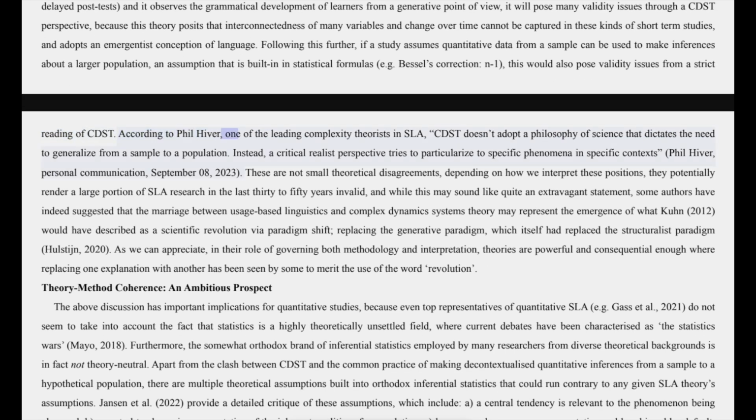According to Phil Hiver, one of the leading complexity theorists in SLA, CDST doesn't adopt a philosophy of science that dictates the need to generalize from a sample to a population. Instead, a critical realist perspective tries to particularize to specific phenomena in specific contexts. Phil Hiver, personal communication, September 8, 2023.